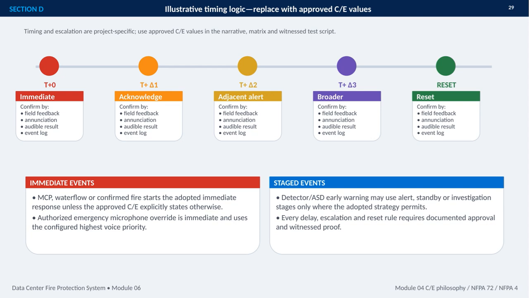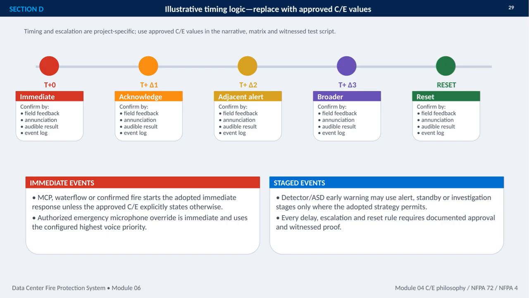At T+0, an immediate event is identified, and confirmation should come through field feedback, annunciation, the audible result, and the event log. The sequence may then move through acknowledgement, an adjacent alert, and a broader response at the approved intervals, followed by reset and confirmation.